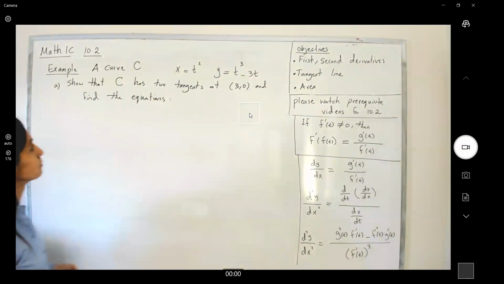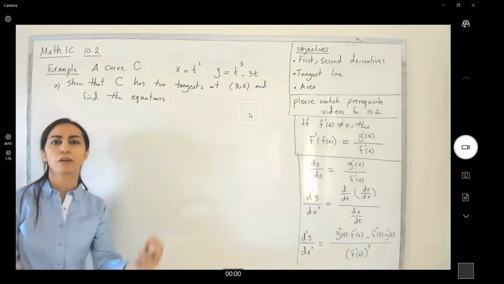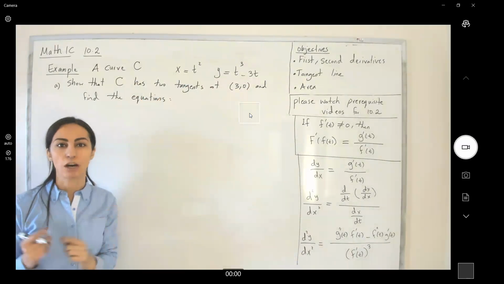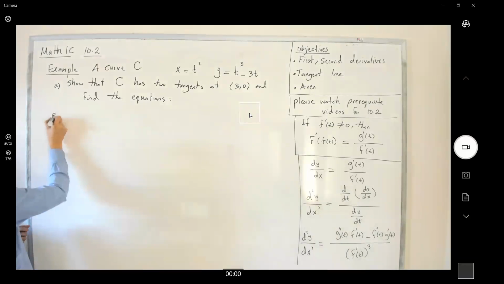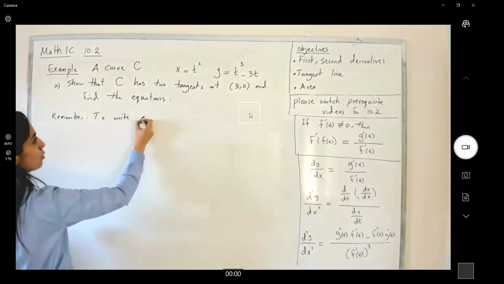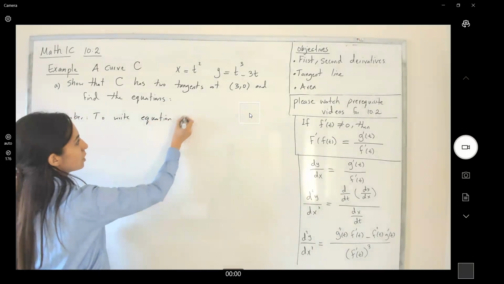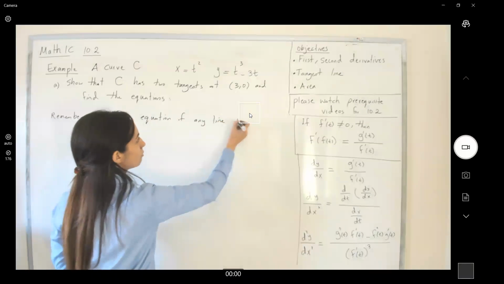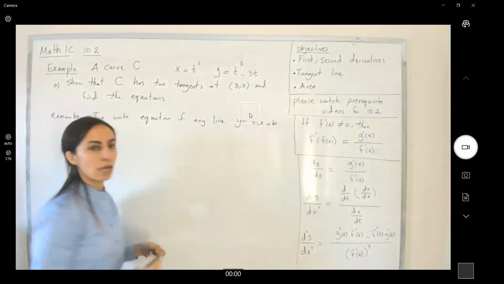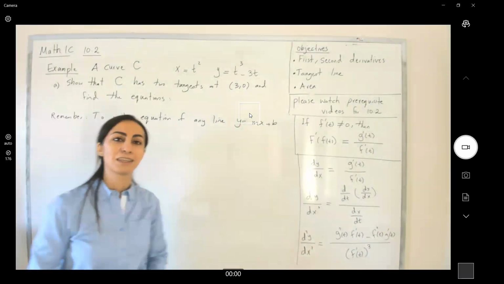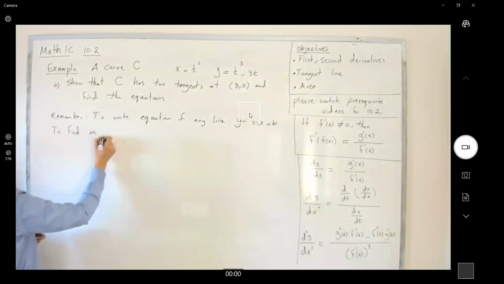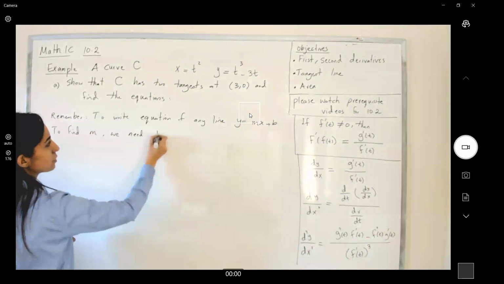Well, okay. So what do we have here? We have a parameterized curve. What are we looking for? We're looking for a tangent line. So remember to write the equation of any line, meaning y equals mx plus b. So m, the slope of the line, and b, the y-intercept. To find m, to find the slope, we need to take the derivative.